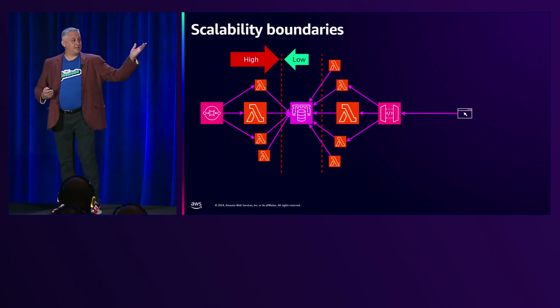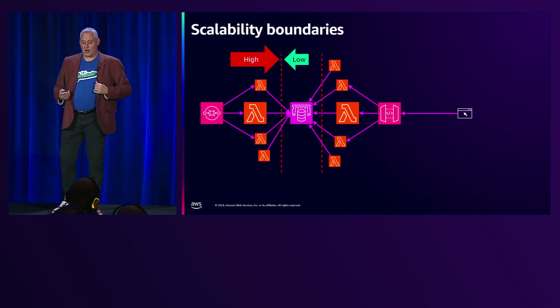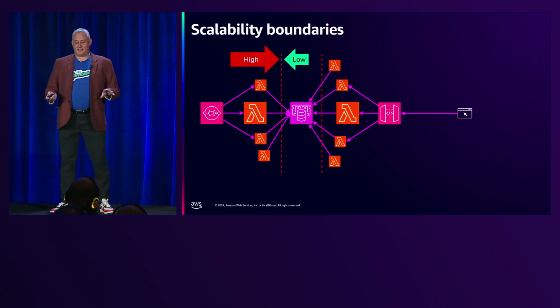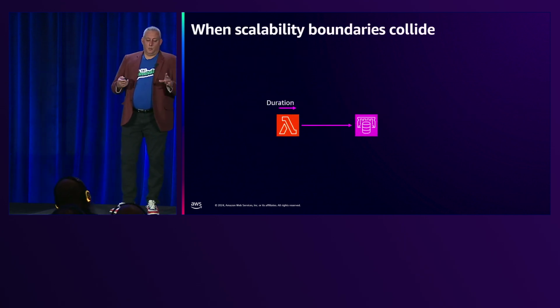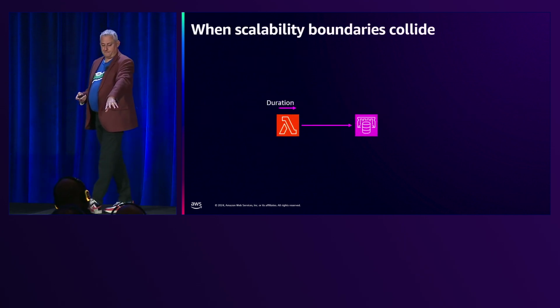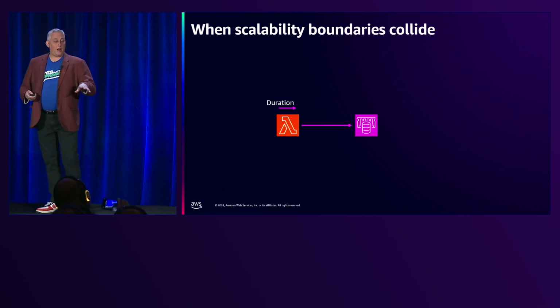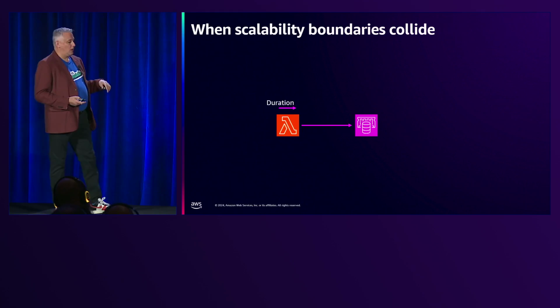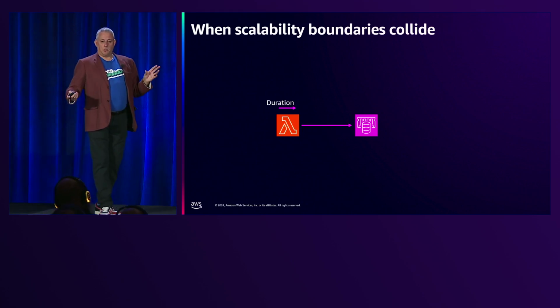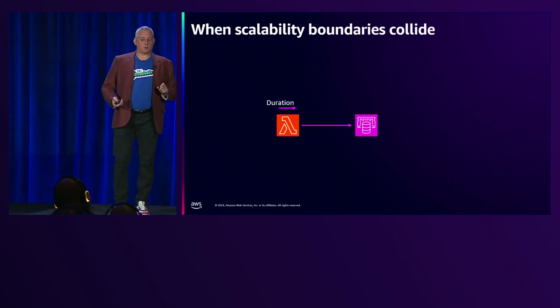Certainly from this experience, this is where I learned the most. But like I said, watching Lambda scale, that's addictive. I love it. So when scalability boundaries collide, what happens? We've got Lambda connecting in to our Redis cache. Our duration in normal operation is kind of small. It's what we want. It's really quick. 6 milliseconds, I'm in and out.